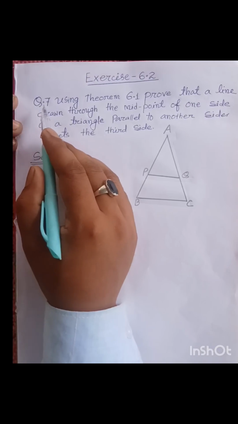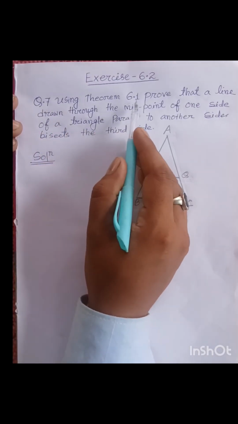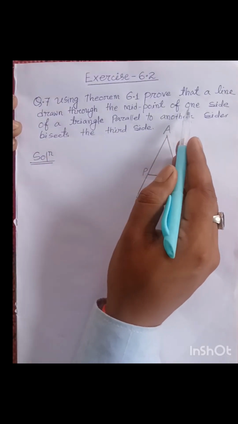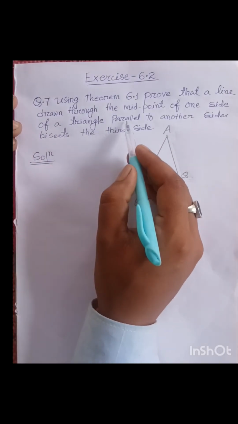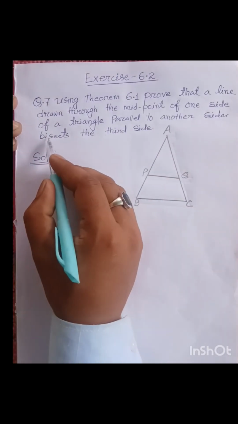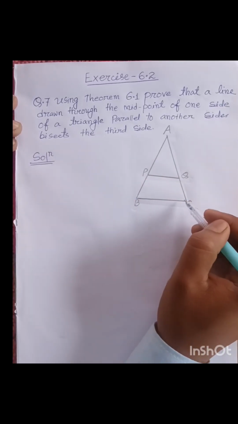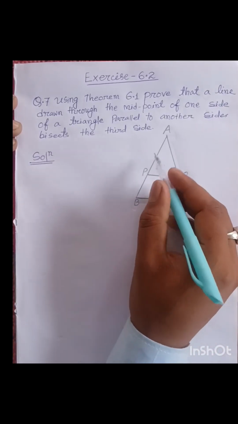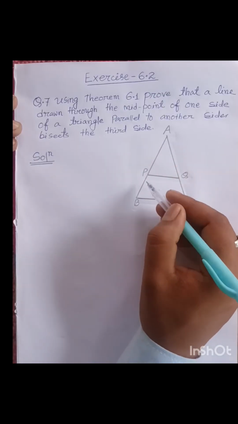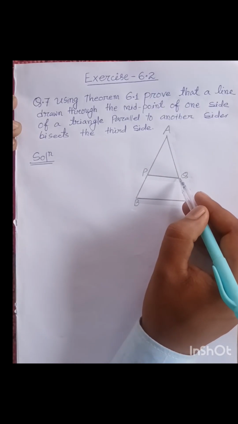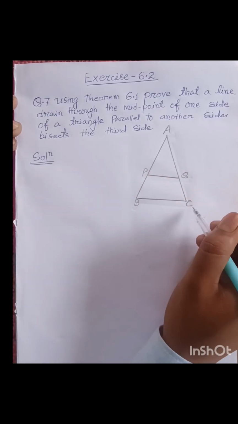In question number 7, we have: using theorem 6.1, prove that a line drawn through the midpoint of one side of a triangle parallel to another side bisects the third side. Suppose ABC is a triangle, and P is the midpoint of AB. Now from P I have drawn one line parallel, and this point is Q. Now according to this question, I will prove Q is the midpoint of AC.